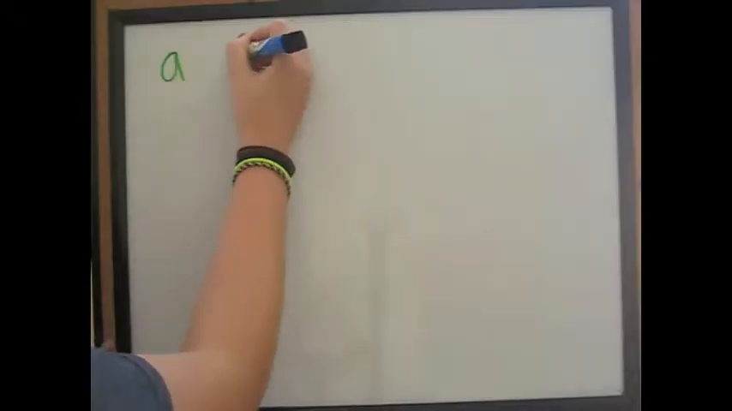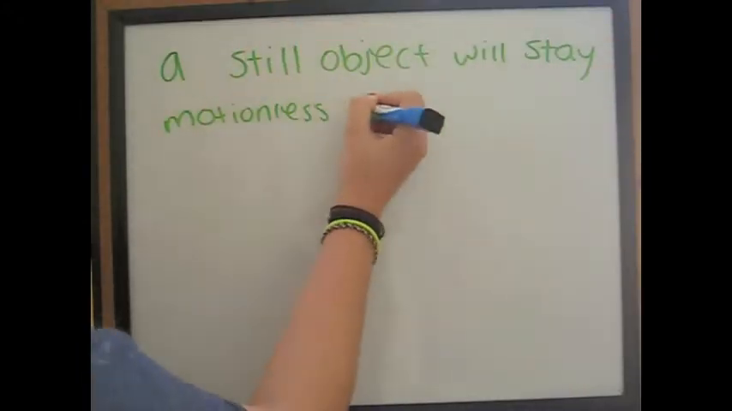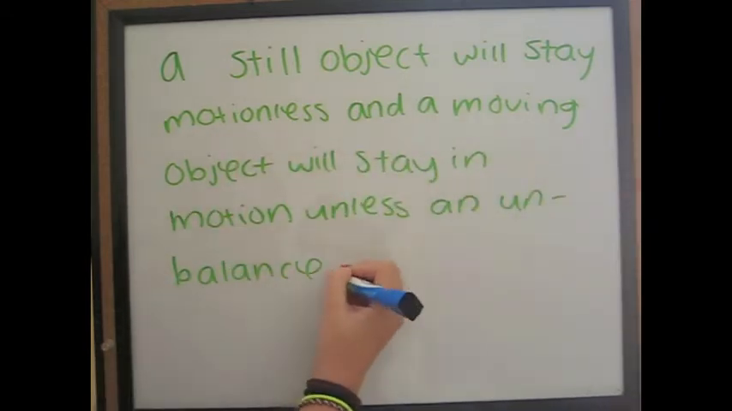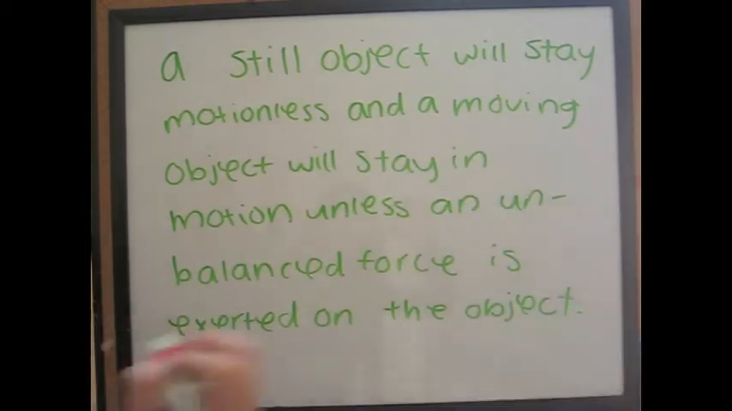Newton's first law states that a still object will stay motionless and a moving object will stay in motion unless an unbalanced force is exerted on the object. For example, if a unicorn is flying through the sky at a constant speed, it will maintain that speed unless it encounters an unbalanced force, like running into a cloud.